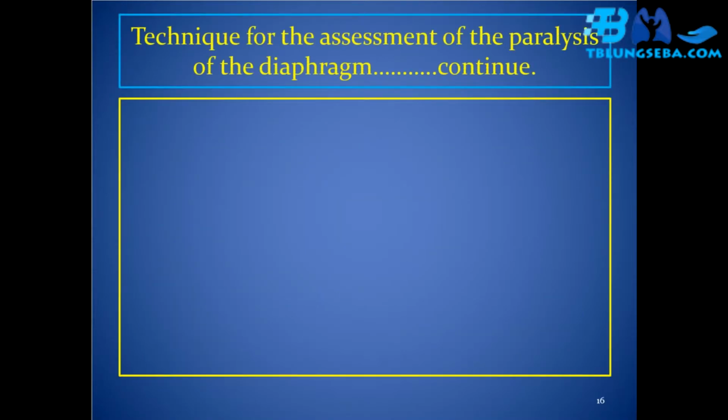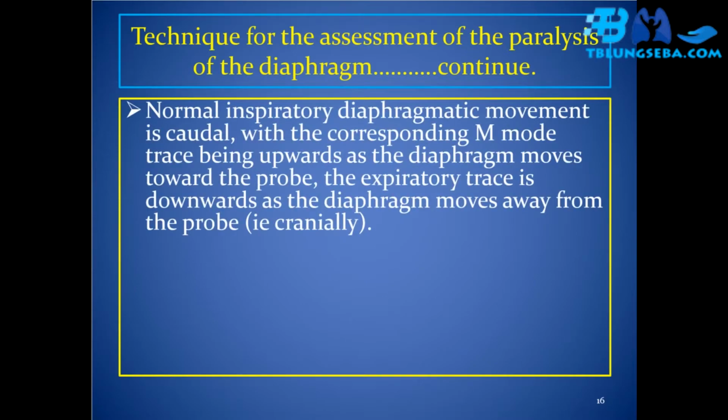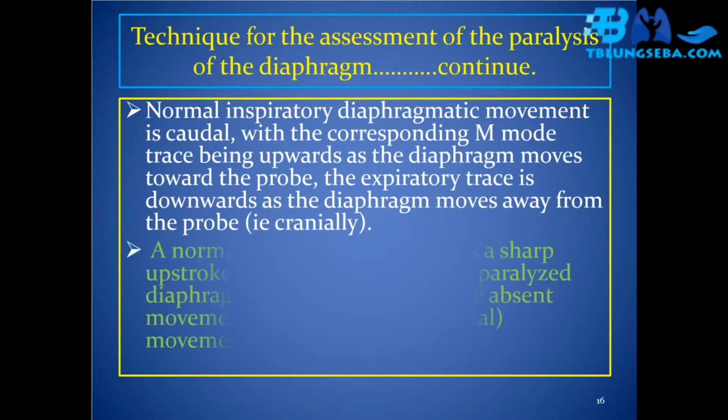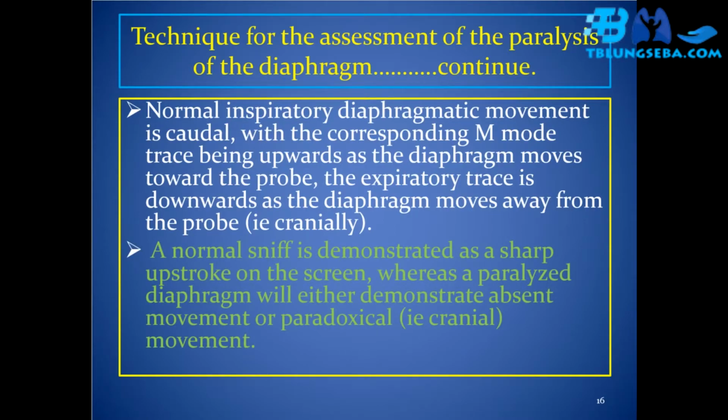Technique for the assessment of the paralysis of the diaphragm, continued. Normal inspiratory diaphragmatic movement is caudal, with the corresponding M mode trace being upwards as the diaphragm moves toward the probe. The expiratory trace is downwards as the diaphragm moves away from the probe, cranially. A normal sniff is demonstrated as a sharp upstroke on the screen, whereas a paralyzed diaphragm will either demonstrate absent movement or paradoxical, cranial, movement.